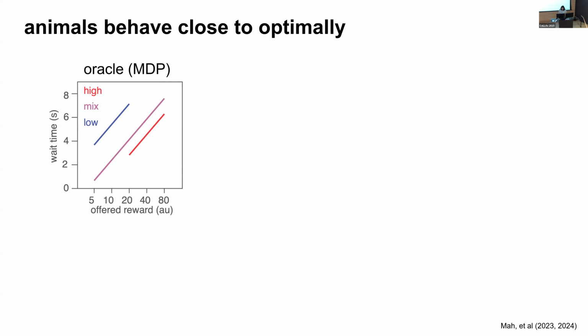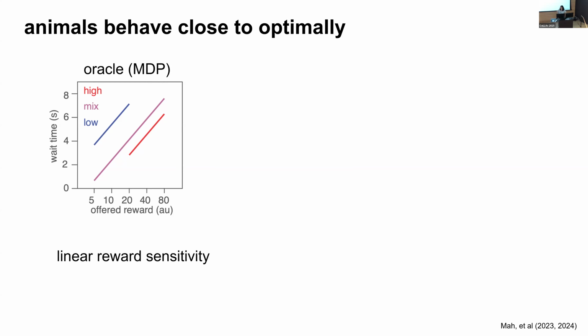And it has a couple of very striking features. First of all, it has this linear dependence with the offered reward. So you should wait longer if there's a better reward waiting for you at the end of the road. Intuitive enough. We're going to call this linear reward sensitivity.